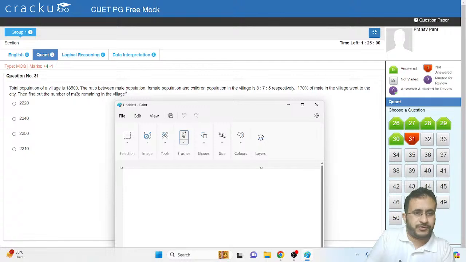Okay, total population of a village is 18,500. Male and female and children is 875. ठीक है, 70% of the male in the village went to the city. Find out the number of male remaining in the village. Okay, so we can directly do it. 185 population लेते हैं. Ignore decimals and zeros, right? Male is 15 and 20. 15 plus 20, 8 by 20 is male. This is the number of males, and 70% went to the city. So 30% remain here.